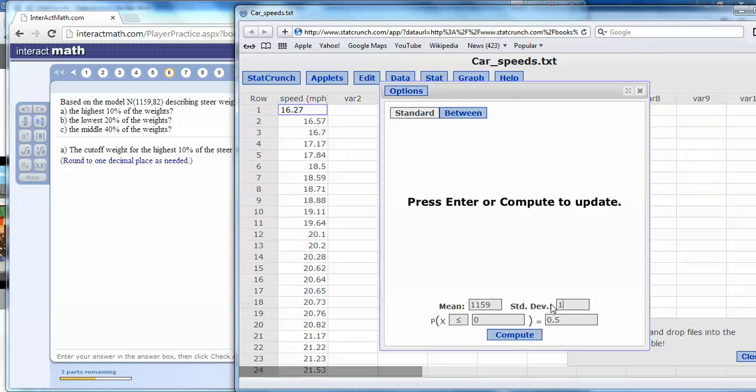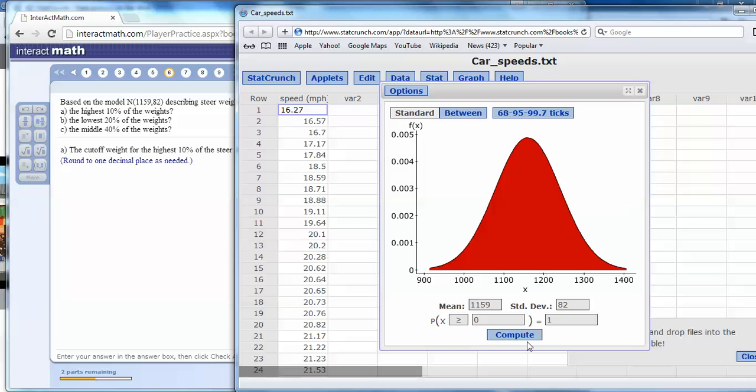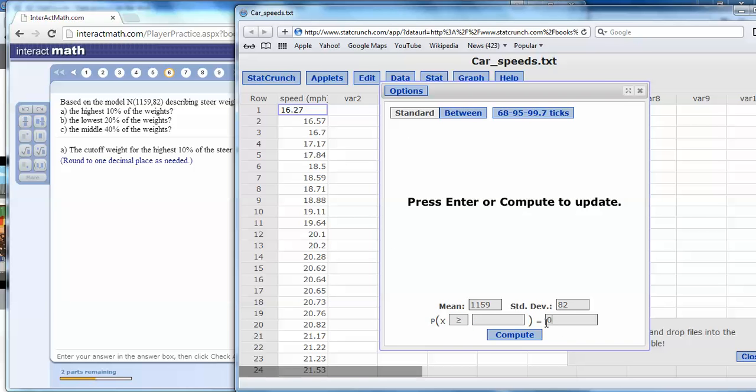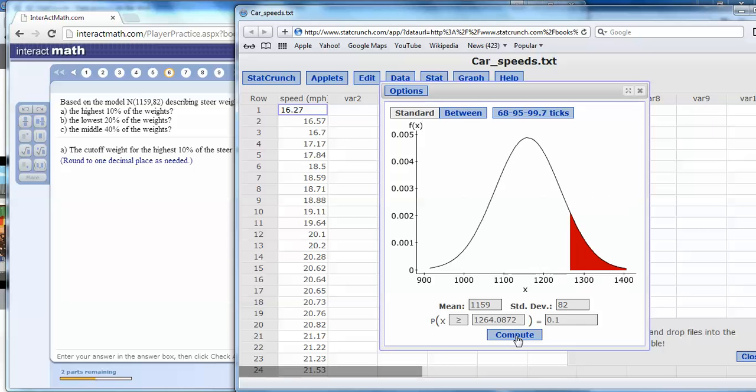And the standard deviation they gave me was 82. Now instead of putting a number into the window here, I'm going to put a number into the area. So we want the highest 10%. So I want to go greater than, and I want the area over here to be the top 10%. And what I like about this little calculator tool is it shows you that you're actually calculating the correct answer.